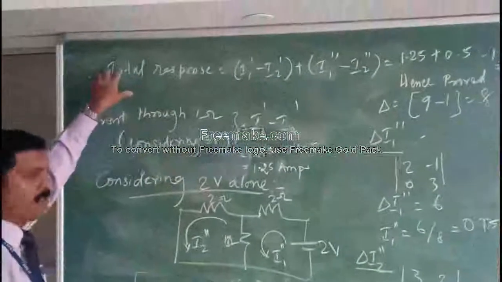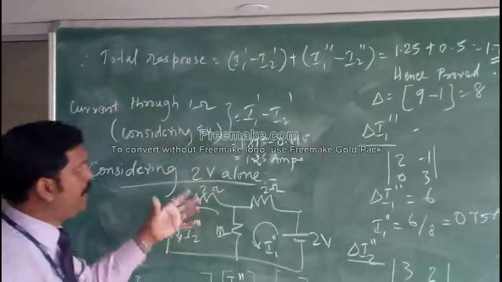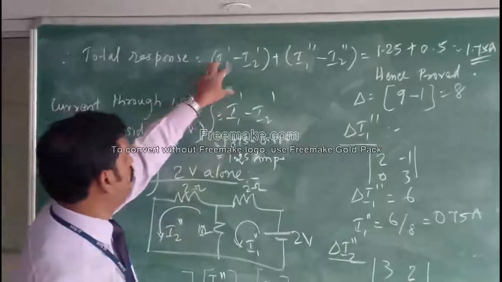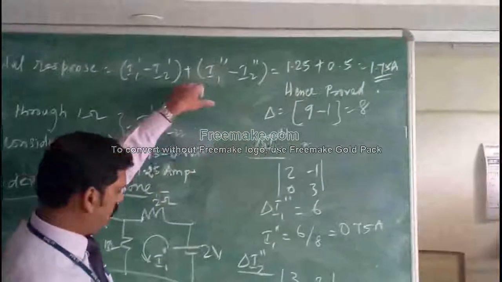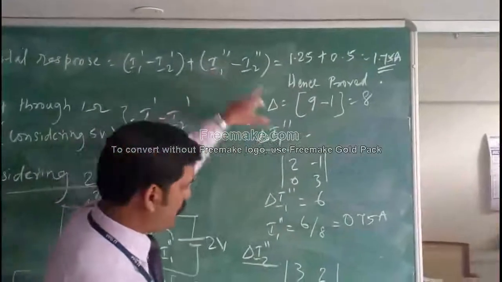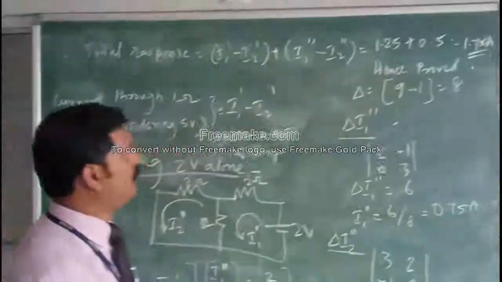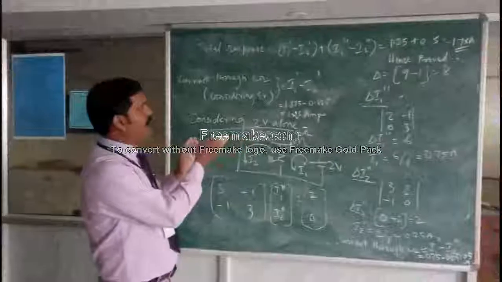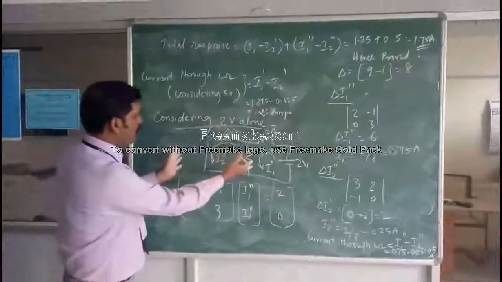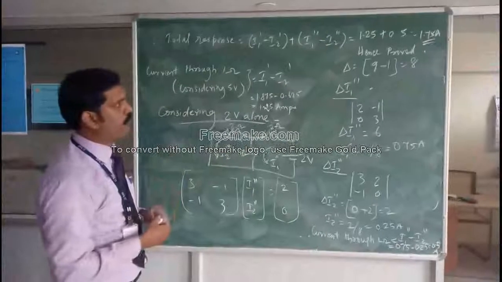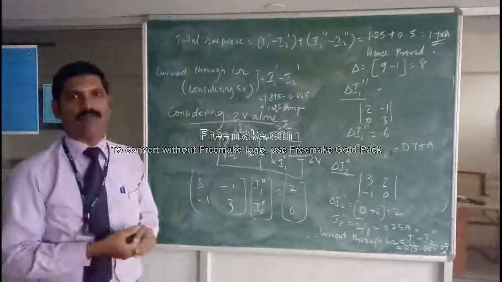So the total response through 1 ohm, by considering 5 volts and 2 volts individually: because of 5 volts it is I1 dash minus I2 dash, which is 1.25, and considering 2 volts alone, it is I1 double dash minus I2 double dash, which is 0.5. So adding those two together, you get 1.75 ampere. So hence the theorem is proved. Previously we solved with both sources operative, and we found it is 1.75. Now we have considered one source at a time, and again we got the same response of 1.75. Hence the theorem is proved.